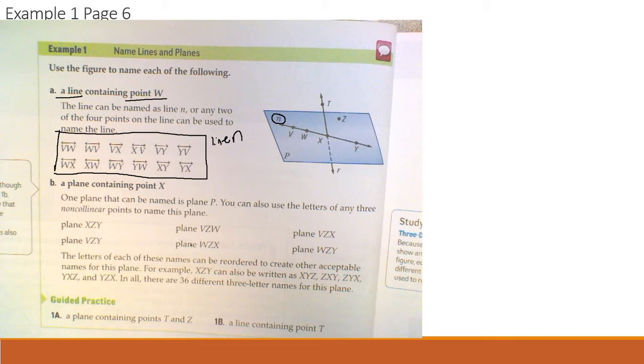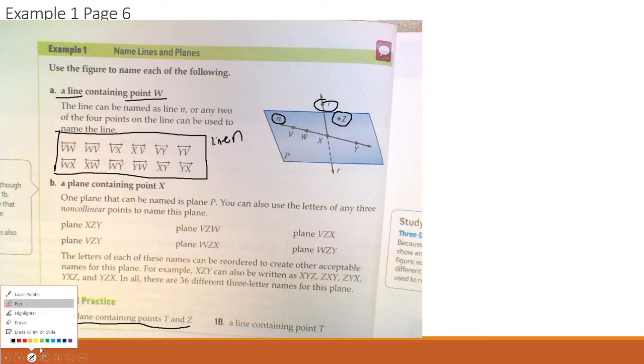So let's do one on our own here. Let's do 1A. It says a plane containing points T and Z. So give us a name of a plane that contains points T and Z. So I want T, I want Z. In order to be a plane, I need to have at least 3 points. That was the rule we had for planes, right? Let me try and make that T a little bit better there.